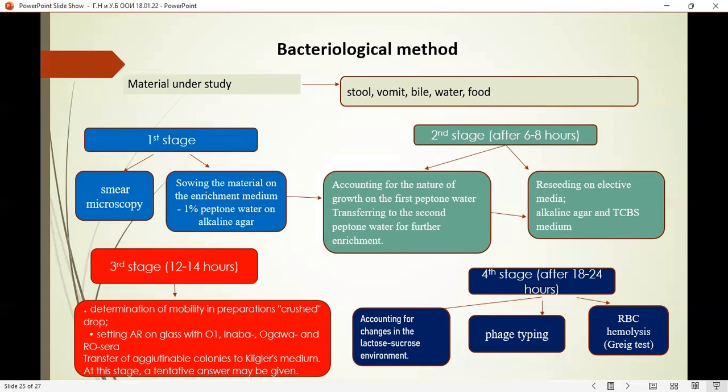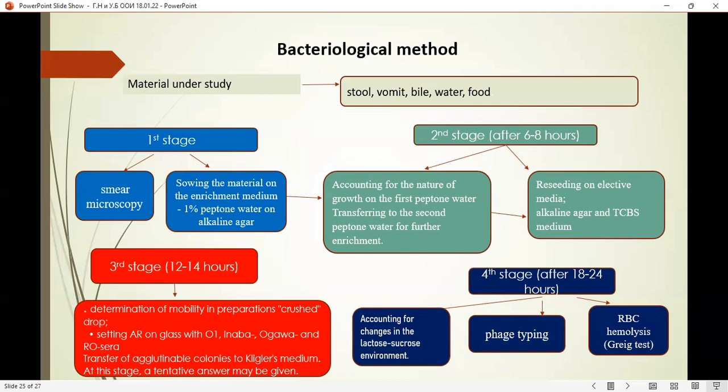At this stage, the nature of growth on the first peptone water is taken into account, which is a delicate blue film. Next, microscopy of native and fixed smears from the film is carried out: Gram stain, fuchsin, determination of mobility. After that, reseeding is done on the second peptone water for further enrichment, and also transferring from the first peptone water to alkaline agar and TCBS medium.